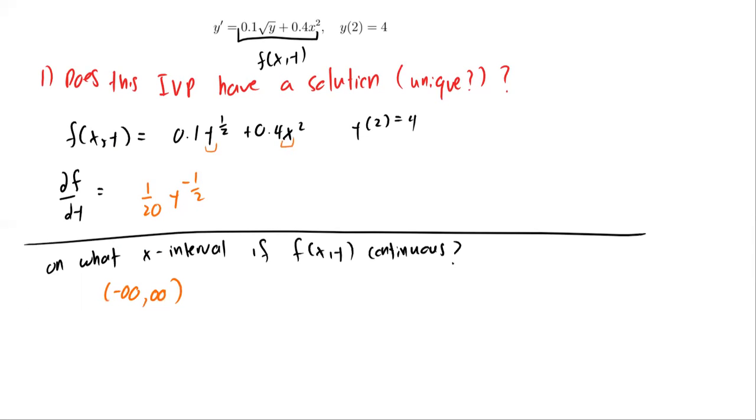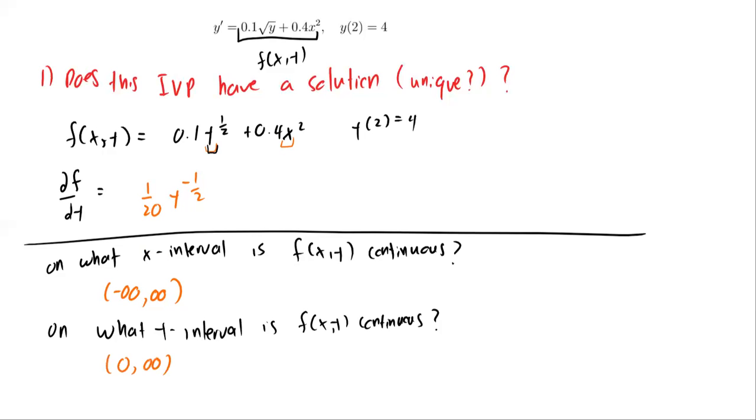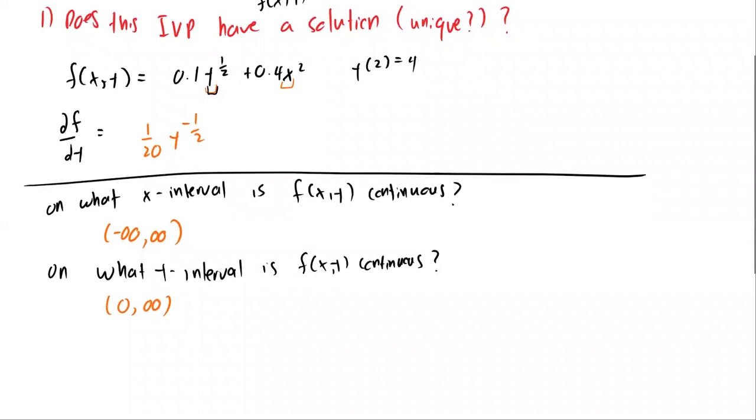For y, it's going to be a little bit different, as I mentioned, because we have a square root. With respect to y, look at the expression that has y's here. The only problem is that we have a square root. As we know, the domain of the square root is positive numbers including 0, so non-negative numbers. So for y, we have to restrict to the interval 0 to infinity. That's for the function f of x, y.